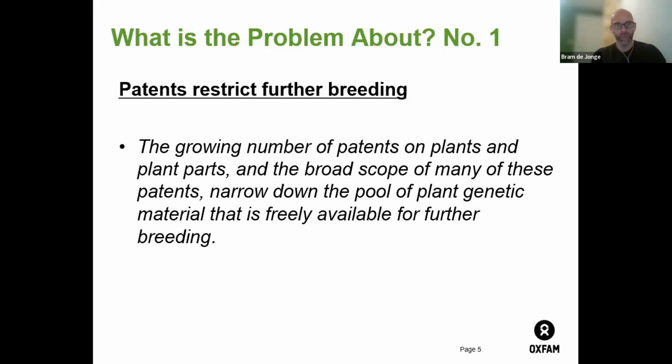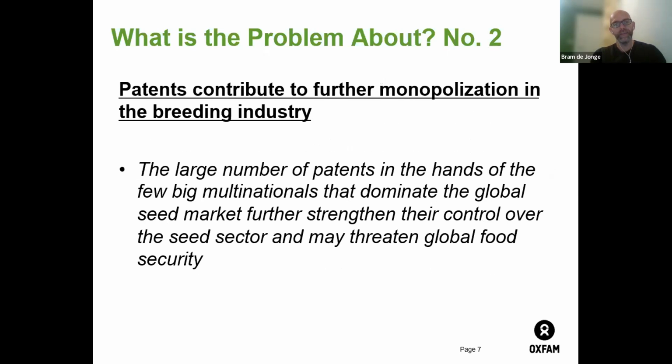As we stated, the growing number of patents on plants and plant parts and the broad scope of many of these patents narrow down the pool of plant genetic material that is freely available for further breeding. And very much related, we also see a steady centralization in the sector, with fewer companies dominating the market. These few players have a larger share of patents in their hands and dominate the global seed market, further strengthening their control over the seed sector and possibly threatening global food security in the long run.